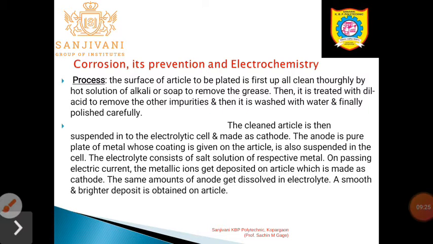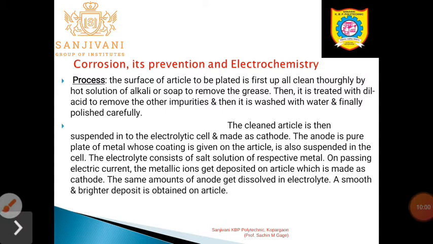At that temperature we clean the article by dipping it into the hot solution of alkali. If alkali is not available, you can use soap solution. When we dip the article into the hot solution of alkali or soap, whatever dirt or grease is present on the article gets removed. Then take the article out of the hot solution, and it is treated with dilute acid so as to remove other impurities, if they are present on the article.